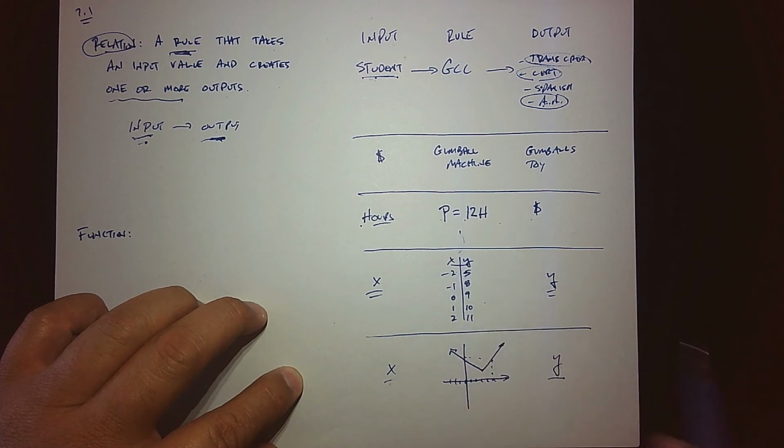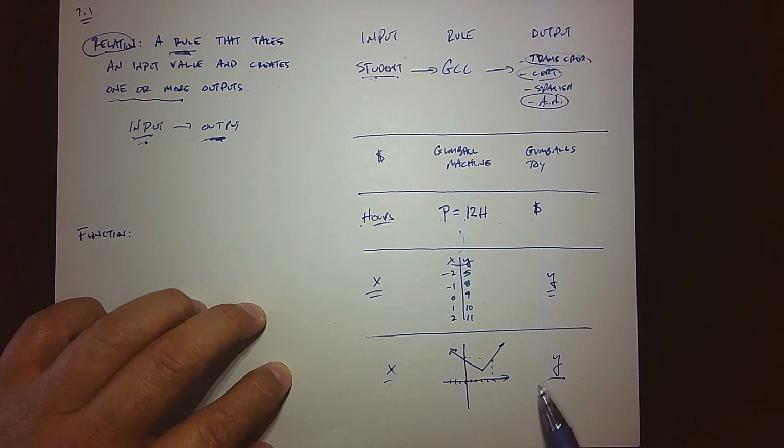So, again, visually, we're seeing what's happening in this equation. We're seeing what's happening in this table. And in this case, we have an absolute value graph. So there you have it.